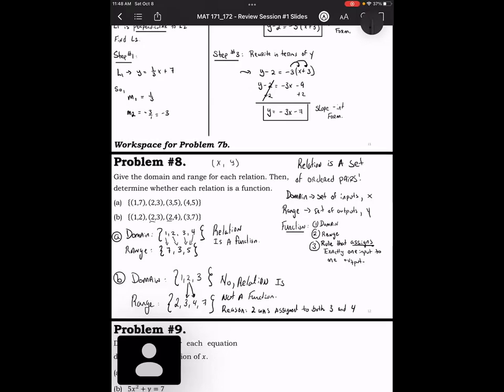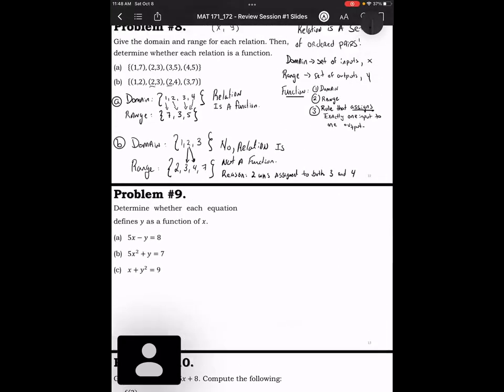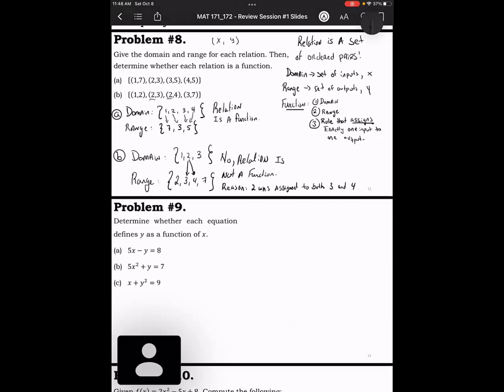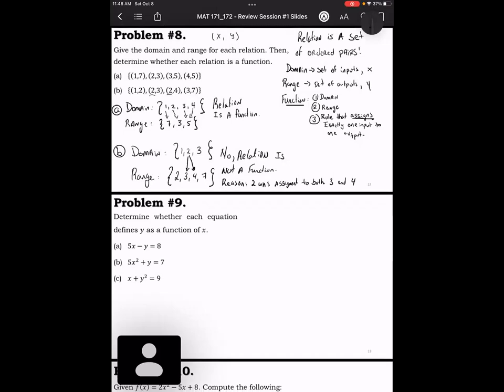All right. I'm going to slide this up. Let's look at problem 9 now. So again, just keep that definition of a function in your mind. It's made up of 3 things: your domain, the values of x; the range, which is your value of y; and number 3 is a rule that assigns exactly one input to one output. So in problem 9, parts A, B, and C, we want to determine whether each equation defines y as a function of x. So let's look at part A.